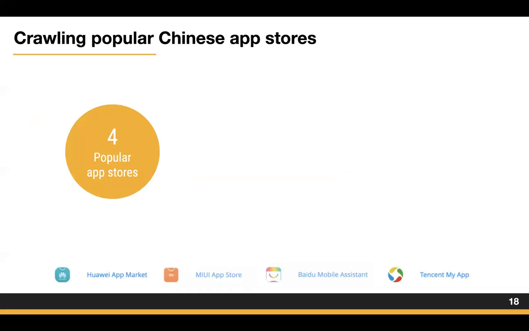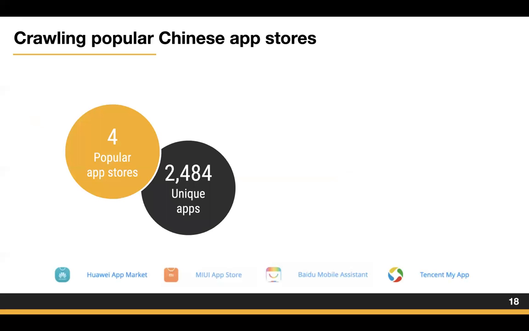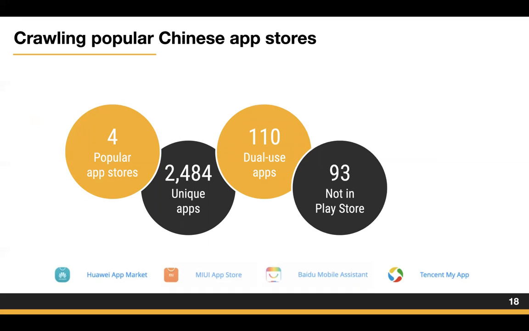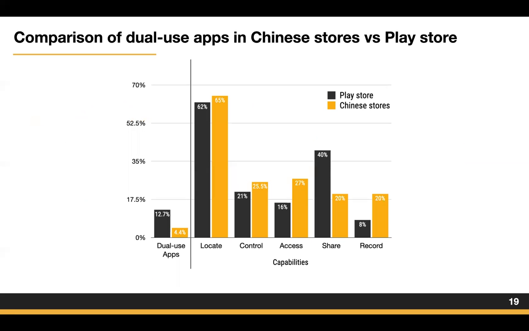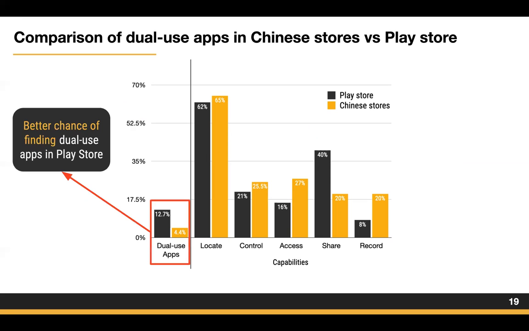We collected a total of 2,484 unique apps. After flagging all these apps, we found only 110 dual-use apps. Only 17 of these apps are found in Play Store, and only 13 are available in at least 2 Chinese stores. We compared the results from crawling Chinese stores to the results obtained from crawling Play Store using Chinese queries. We found that the probability of finding a dual-use app using Chinese queries in Play Store is 3 times higher than the probability of finding dual-use apps in the 4 Chinese stores we crawled.